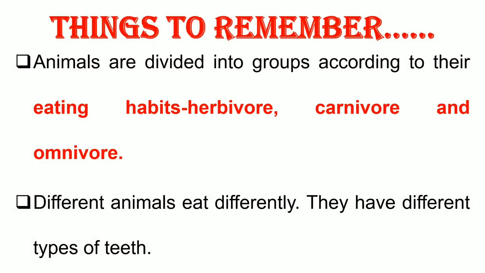Things to remember. Animals are divided into groups according to their eating habits: herbivore, carnivore and omnivore. Different animals eat differently. They have different types of teeth.